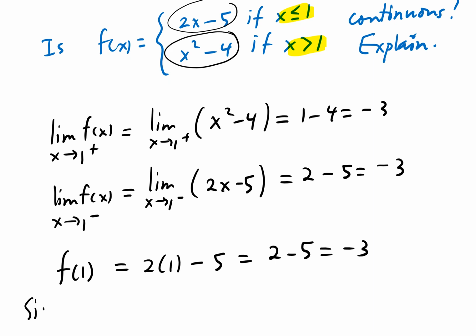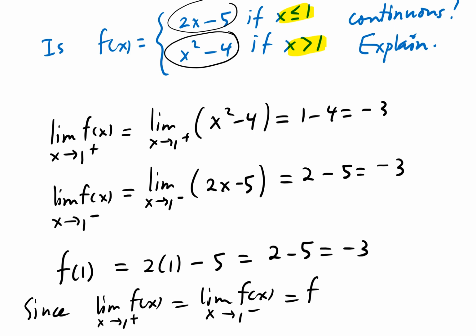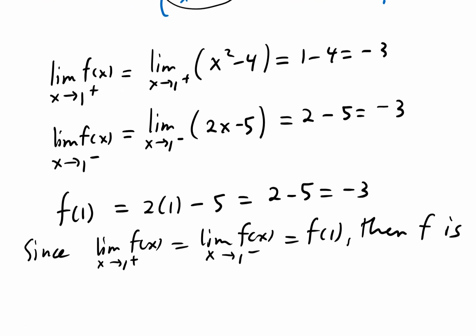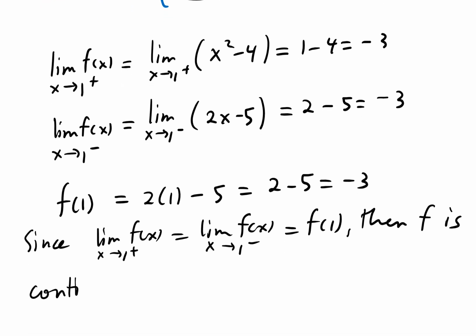So we say since the limit of f of x as x approaches 1 from the right side equals the limit of f of x as x approaches 1 from the left side equals f of 1, then f is continuous at x equals 1 and hence continuous.